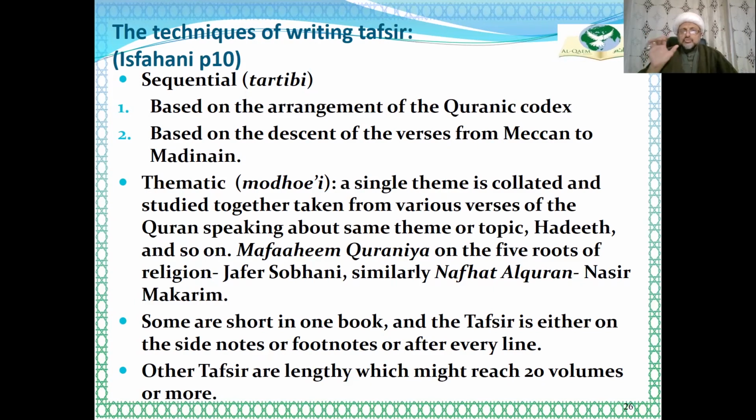Sheikh Muhammad Jawad Mughni, it's one book, whole Quran. So the tafsir is basically like footnotes. So you have the text in the middle, and on the sides, you will see the tafsir. So it's one book of tafsir of the Quran entirely. There's a brief, a short tafsir. Some books go into volumes. They could be 20 volumes or more.